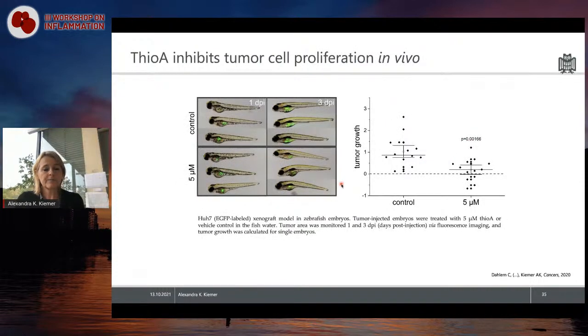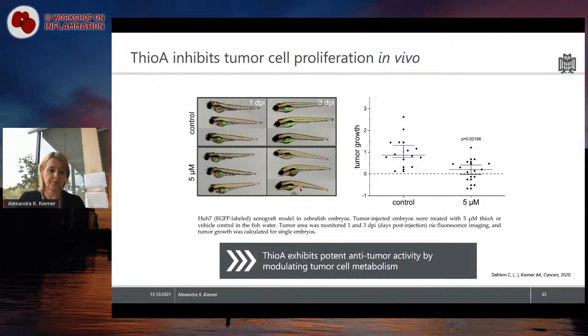So is this also relevant in vivo? Yes, we did respective investigations in zebrafish embryos, injecting fluorescently labeled cancer cells. Over time, you see here more fluorescence, more tumor growth after 3 days in these zebrafish embryos, whereas there is hardly any tumor growth when we treat these cancer cells in the zebrafish with this compound. So thio-A exhibits a potent anti-tumor activity by modulating tumor cell metabolism.